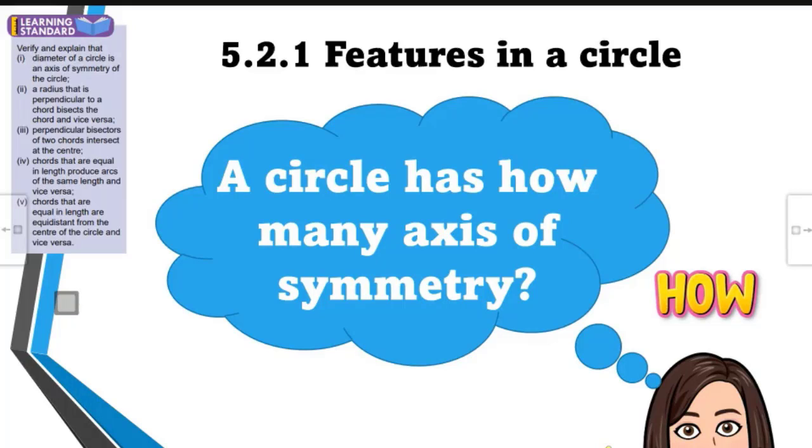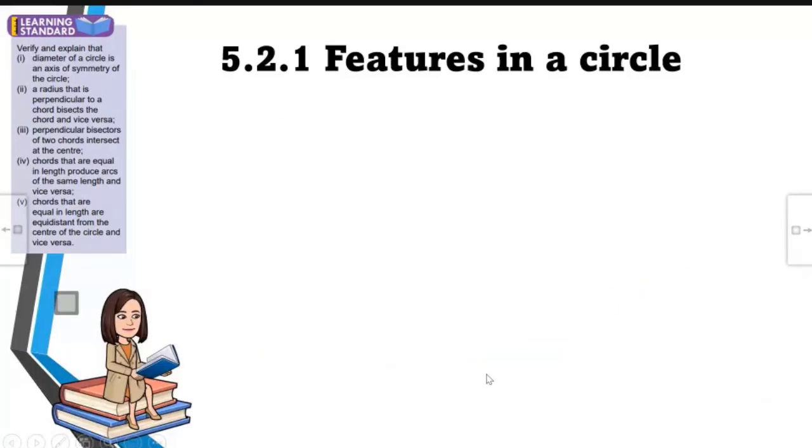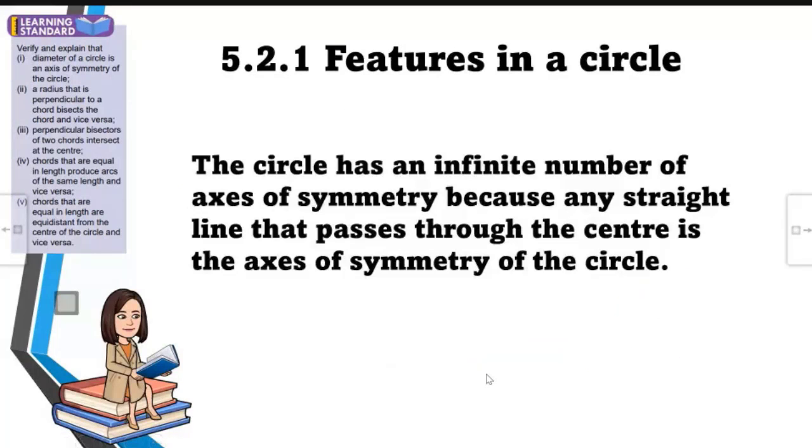Okay, because there's a lot. Okay, like what Kesha mentioned here. Okay. So this is one of the property. The circle has infinite numbers of axes of symmetry, because any straight line that passes through the center is the axis of symmetry of the circle. So it's infinite.